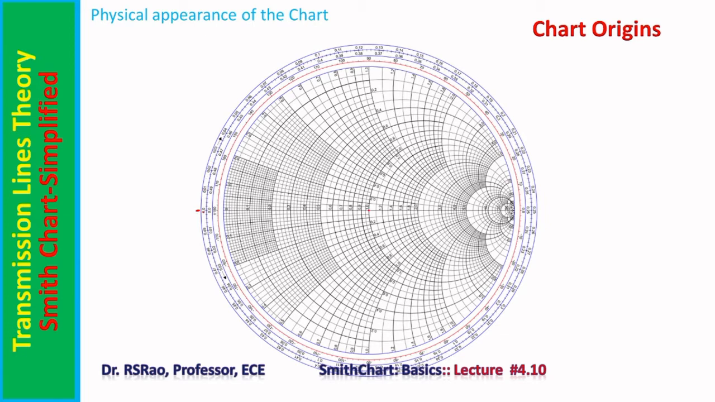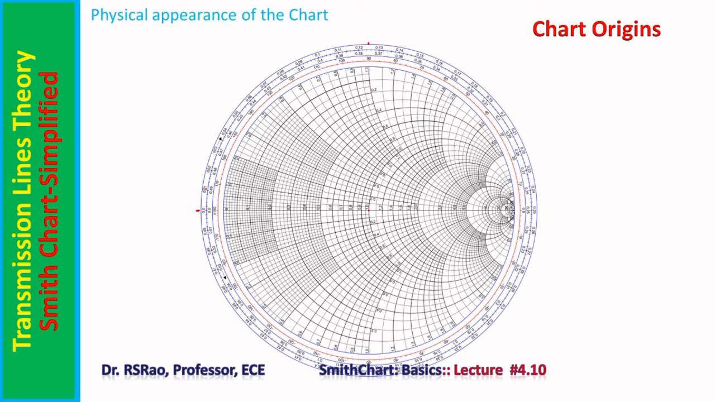The leftmost point is 0.0 and the topmost point is 0.125, and the rightmost point is 0.25. Then by the time you come back to the original starting point, it is 0.5. Actually, it is 0.5 lambda. It is a scale in terms of lambda. It is a clockwise scale in terms of lambda.